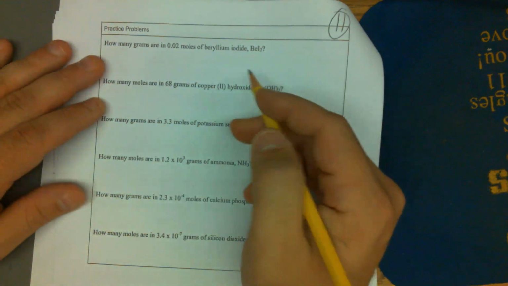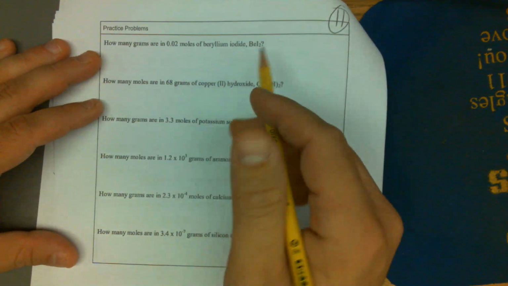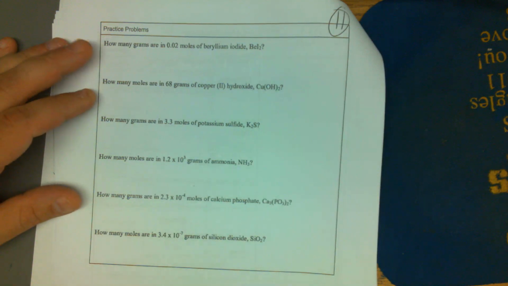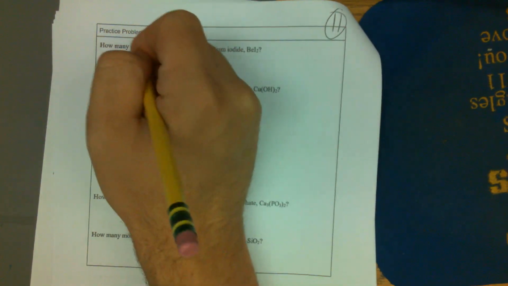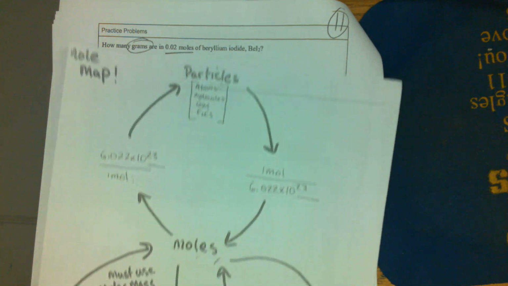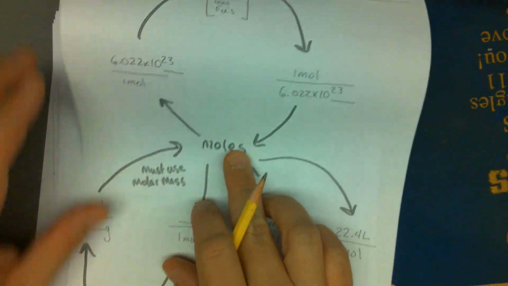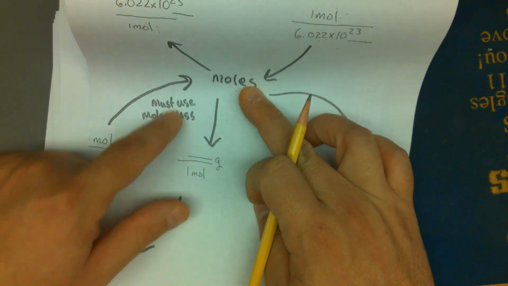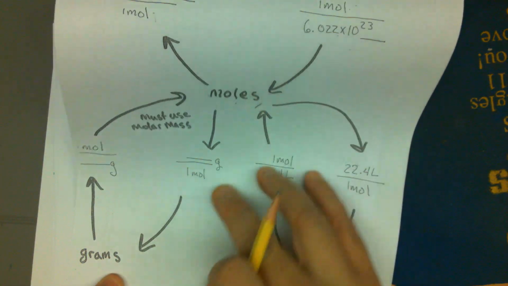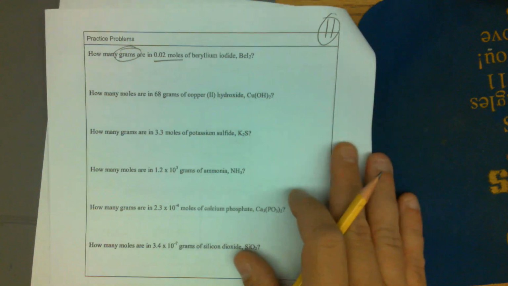Okay, so let's go and take a look at these problems here. We're going to go from mass to moles and moles to mass. So the first thing that we have to do, we're starting with moles and we're asked to find grams. So in this problem, we're starting with moles and we're going to grams. So moles to grams, we're going to use the molar mass. So we're going to follow this path. So we need to find what the molar mass is first.